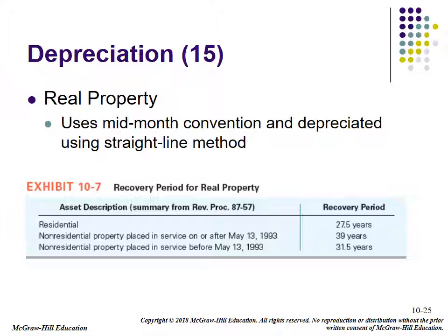Real property MACRS uses mid-month convention and straight line depreciation, and there are only a few lives to choose from. If it's a residential rental, 27.5 years. Non-residential property placed in service on or after May 13th, 1993, 39 years. There is another life of non-residential property placed in service before 1993 of 31.5 years, but we won't encounter any of that. We're going to focus on 27.5 years and 39 years.